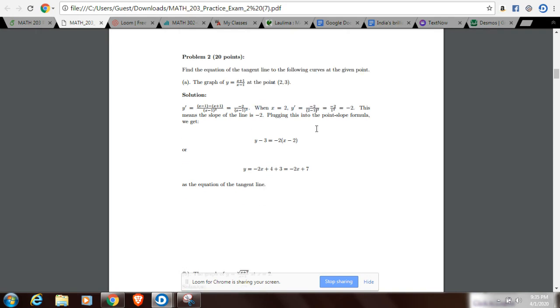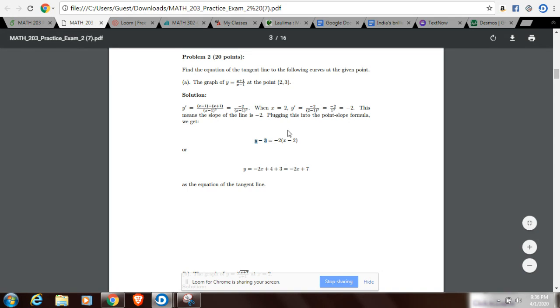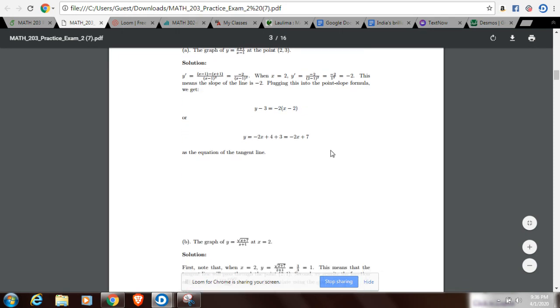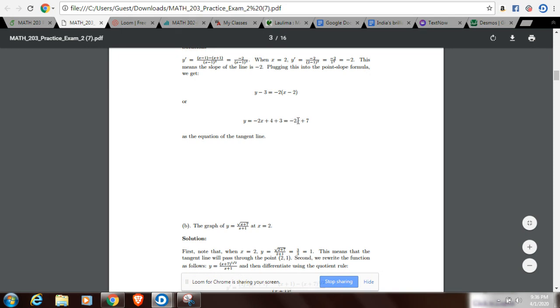Notice when x is 2, y prime is negative 2 over (2 - 1) in parentheses squared. We're just plugging x equal to 2 into this formula. So what's 2 minus 1? It's 1. What's 1 squared? It's 1. So we're left with negative 2 over 1 squared. We get negative 2. This means the slope of the tangent line is negative 2. If we plug this into the point-slope formula, here's what we get. y minus 3, y minus the y coordinate, is negative 2 times x minus the x coordinate. y minus 3 equals negative 2 times (x - 2). And we can solve for y. You get y equals negative 2x plus 7.